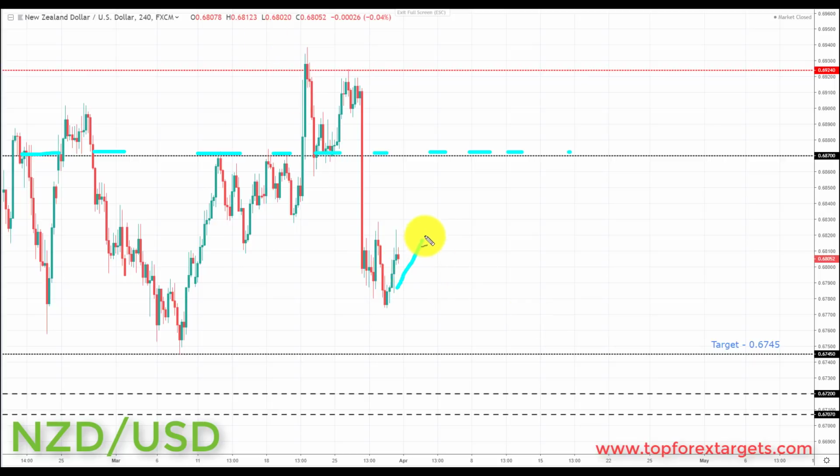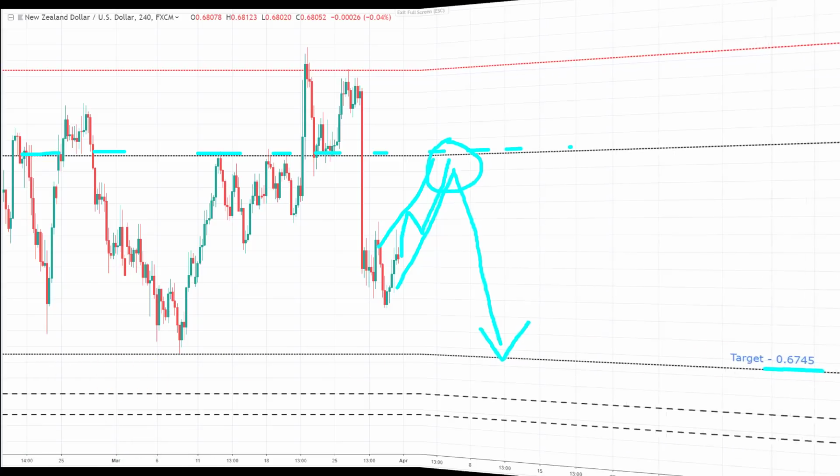If we can get a pullback, and preferably, as always, a retest of broken support turning resistance, as this gives us a better risk to reward ratio, this is an area we're going to start to look for bearish formations and patterns. And if we get the right kind of bearish formations and patterns in this area, we're going to be looking at initiating shorts down towards the next key of support to the downside in the range bottom at 0.6745.